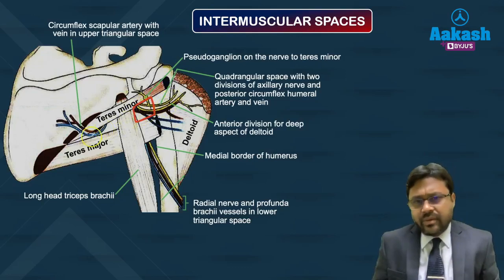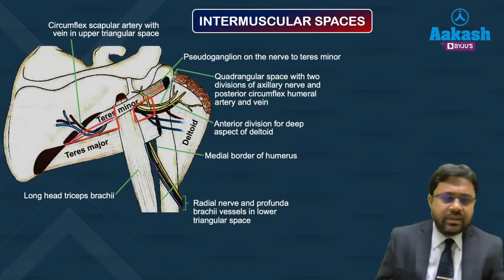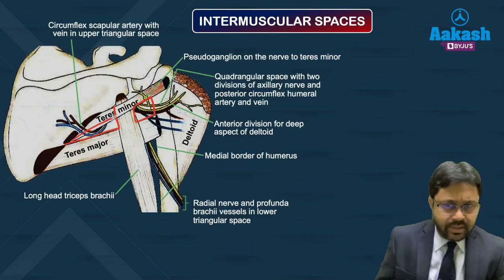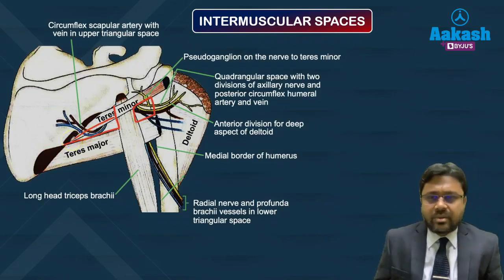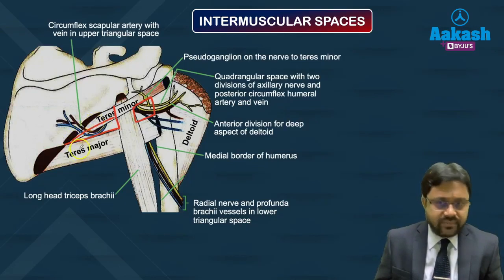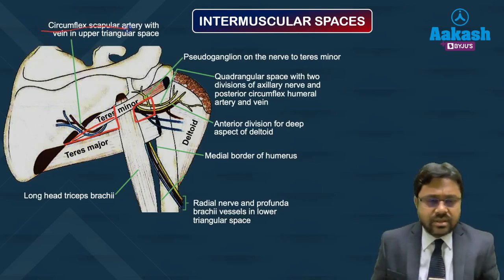We shift to the triangular space, lower boundary by the upper border of teres major, lateral boundary by the long head of triceps brachii, and the upper boundary by the lower border of teres minor, right? Now, the apex is supposed to be the lateral border of the scapula, where the two muscles, teres minor and major, converge. Structures passing: circumflex scapular vessels.